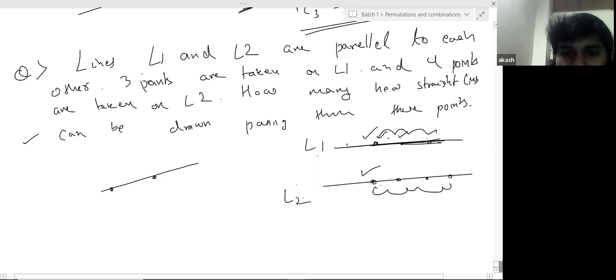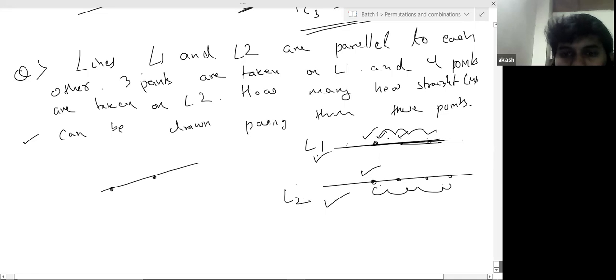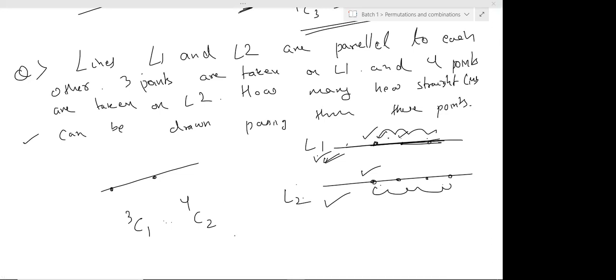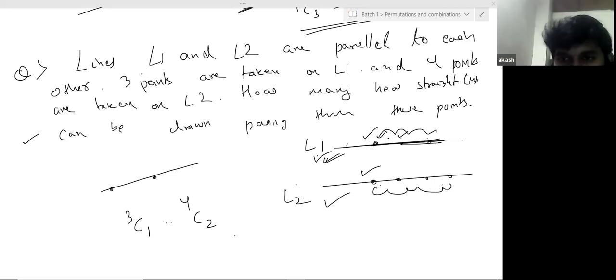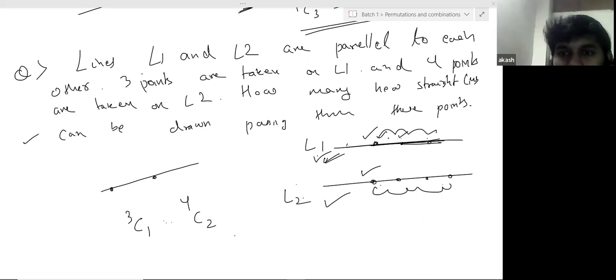Shabya, Gautam, Ashma, is it clear? You need 1 point from this, 1 point from this. So we have 3 points in L1, so 3C1, 4 points on L2, so 4C1. Should I multiply this or add this? Add. No, sir. Multiply. All right. Ashma, what do you say? Shall I add them or multiply them?